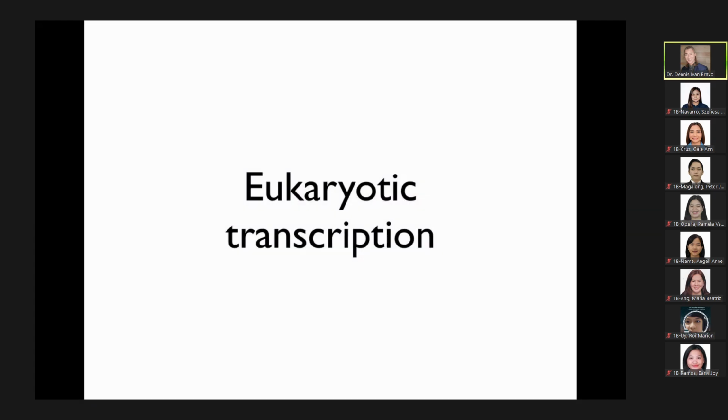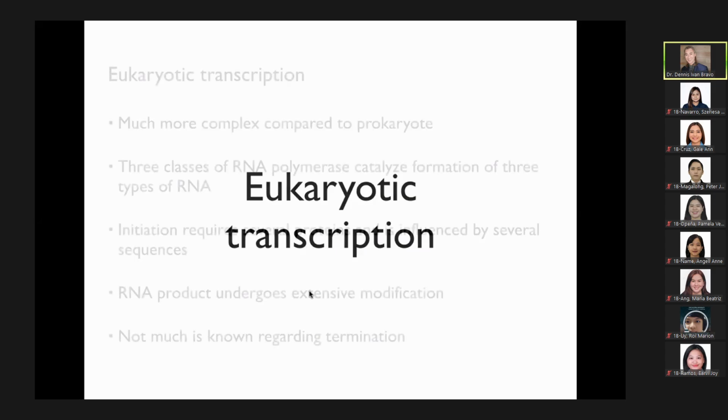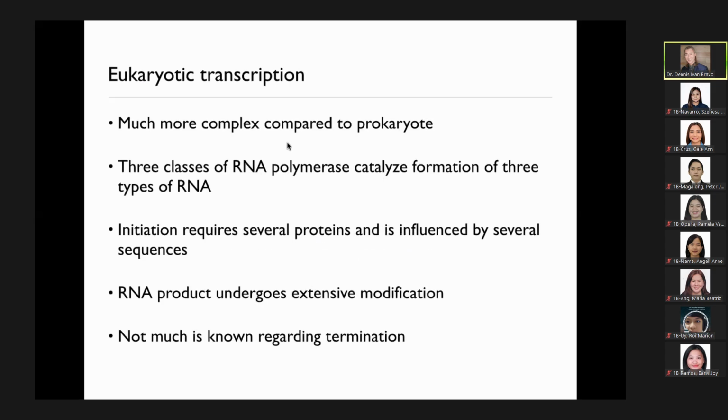Let's move on now to eukaryotic transcription. Of course, it is expected to be much more complex, and there are three classes of RNA polymerase for the different types of RNA. Initiation requires several other proteins, not just the sigma factor, and it can be influenced by several other sequences, not just the promoter region. The RNA undergoes extensive modification. So the example that we shall be using here is the mRNA as well.